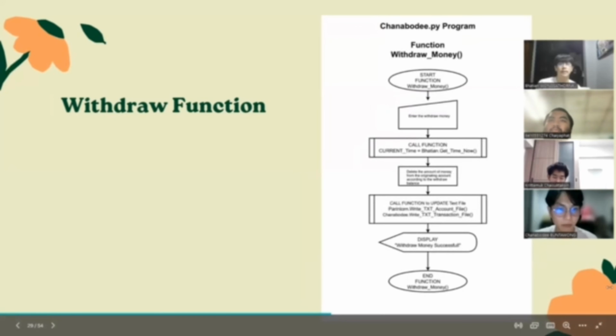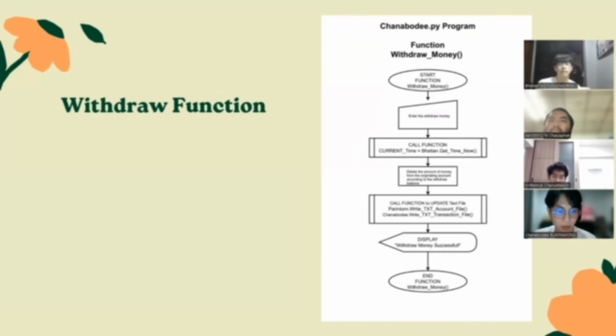For the withdraw money function, first the program will let you enter the amount of the money you want to withdraw. Then it's going to call the current time function from the get time function. And then after that, the program will deduct the amount of the money from the originating account according to the withdrawal balance. Then it will update the text file through the write account file function and write transaction file function. Lastly, the system will display withdraw money successful.